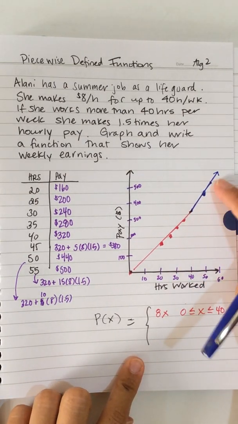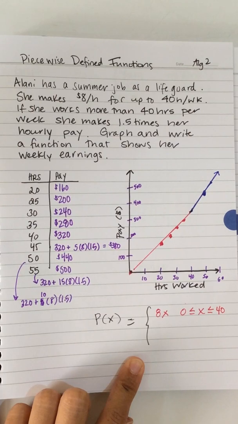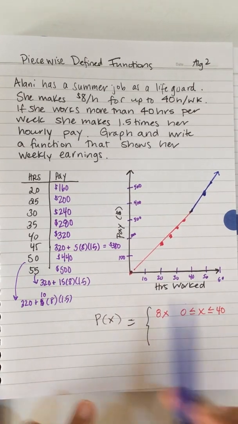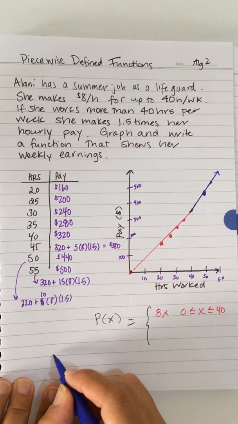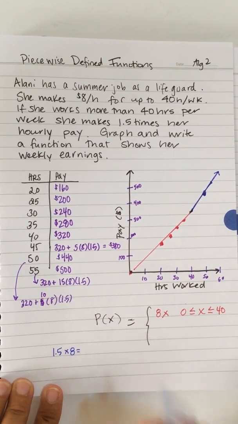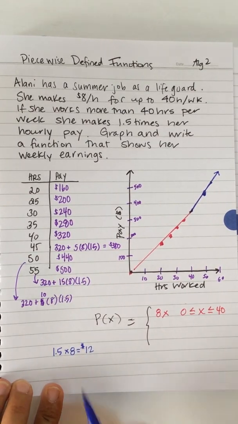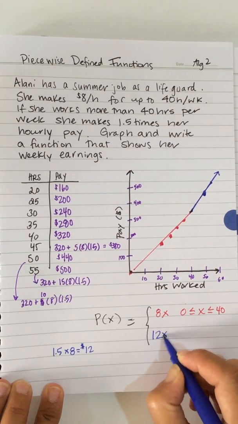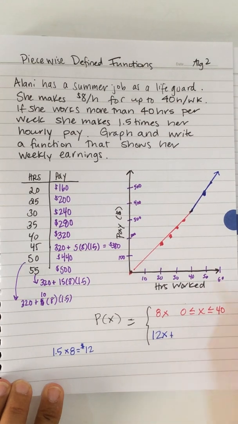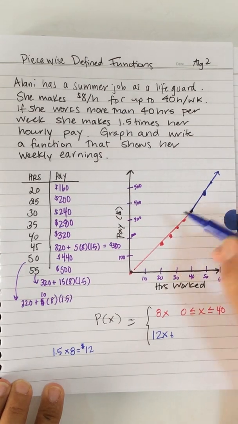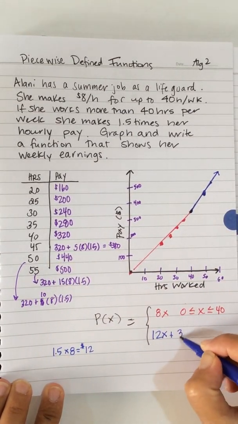And then the blue part, how do we find this? There's kind of two ways to do that. How are we going to write this into a function? We could think of what the new pay is. We know that the new hourly pay is 1.5 times 8. What's 1.5 times 8? It's going to be 12. So every hour she works after 40, she makes $12 an hour. So that's $12 times every hour she worked, plus, where did she start here? She started with, at 40 hours, being at 320.